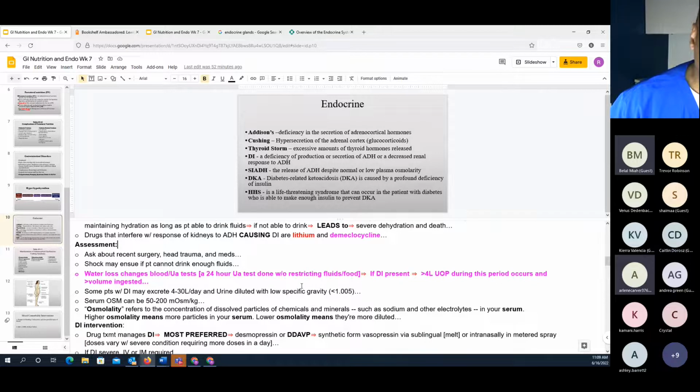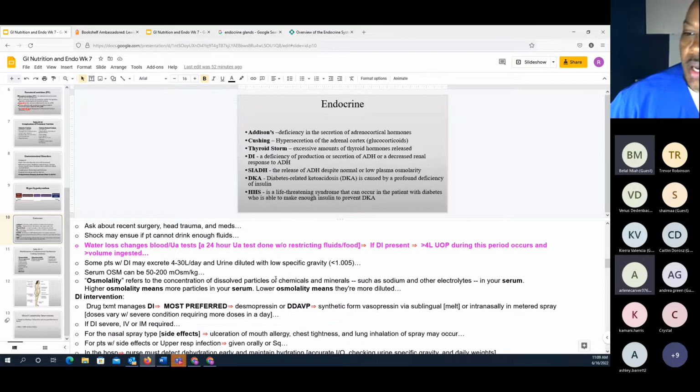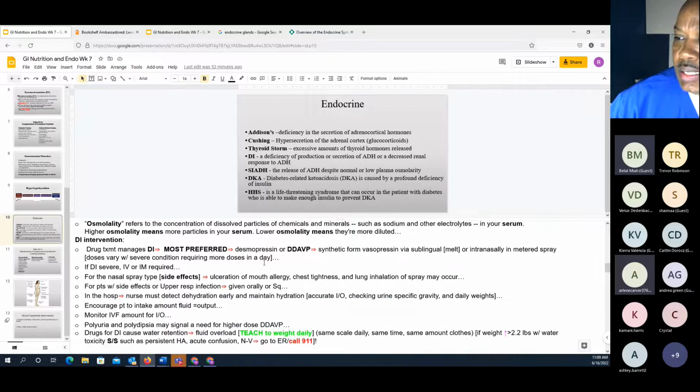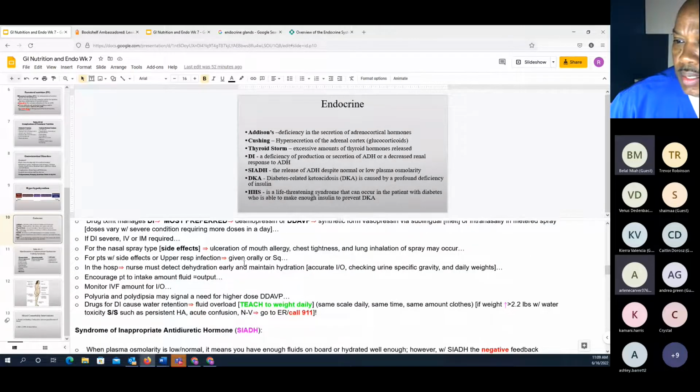These patients can develop shock, folks. They can develop shock because they're losing so much fluid. The osmolarity internally is very high, but the osmolarity in the urine is very low, or the specific gravity is very low. Again, we give them DDAVP, or desmopressin, is what we give them.